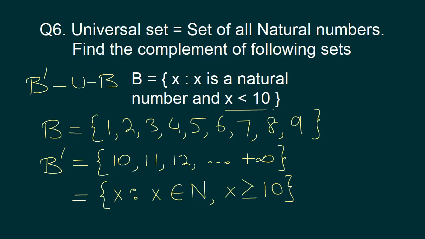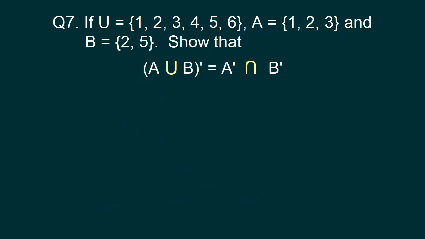Now let's take a look at the last type of question where we have to prove something. Here we are given the universal set that has elements 1, 2, 3, 4, 5, and 6, and we have a set A that contains numbers 1, 2, 3, and set B contains 2 and 5. So we have to show this relationship. How are we going to solve a question like this?